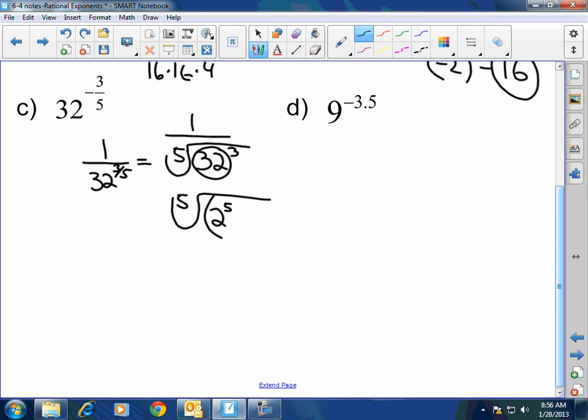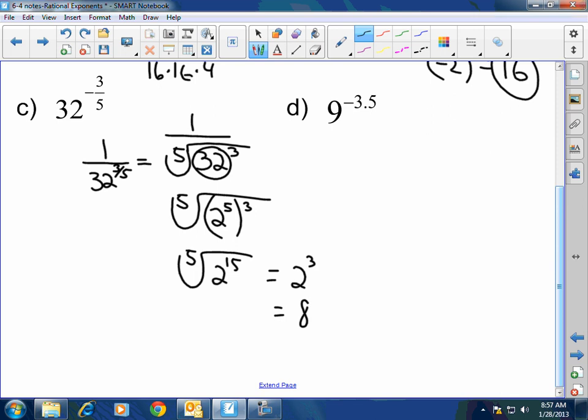But that's raised to the third power. So this equals fifth root of 2 to the 15. Well, heck, there's 15 2's. I need sets of 5 to pull out 1 2, so 15 divided by 5 is 3. So I got 2 cubed, which equals 8. Hope that made sense to you guys.